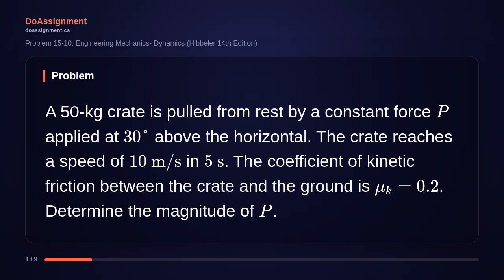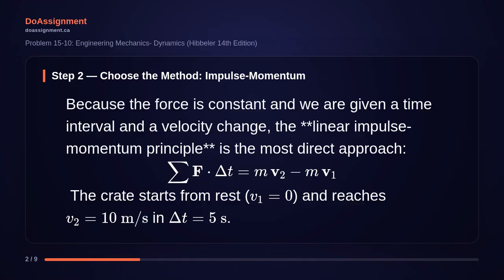Now let us work through the solution step by step. Since the force is constant and we know the time interval and the change in velocity, we apply the linear impulse momentum principle. The net impulse equals the change in momentum. The crate starts from rest and reaches 10 meters per second in 5 seconds.